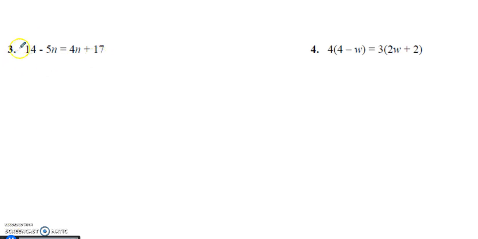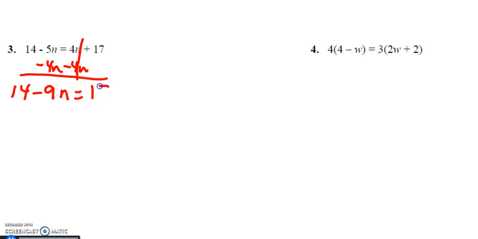So to go through my work on number 3, I noticed that the variables were not on the same side of the equal sign, but opposite. So I wanted to get my variables together first. So because this was a positive 4n, I decided to subtract 4n to get rid of it over here, but combine with this one. So I'd have a 14 in front, minus 9n equals 17.